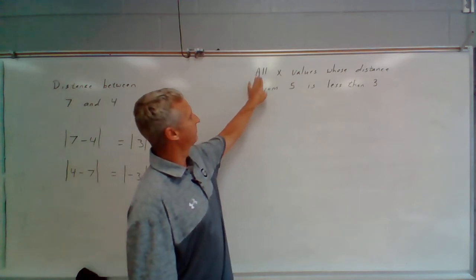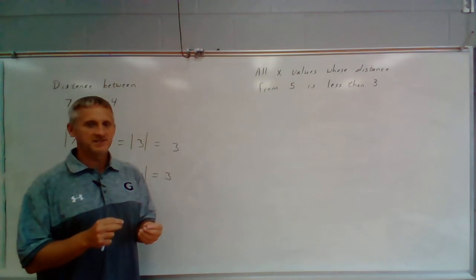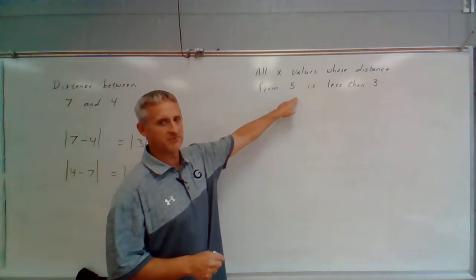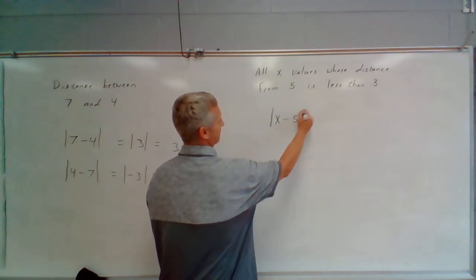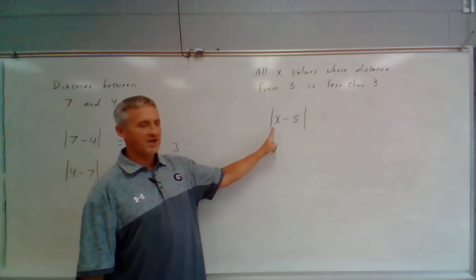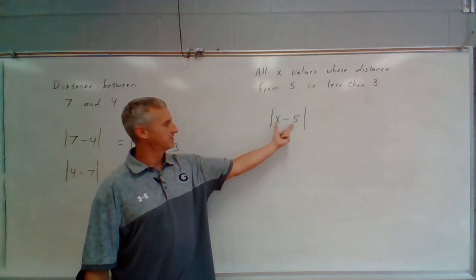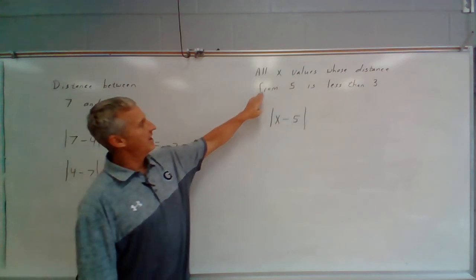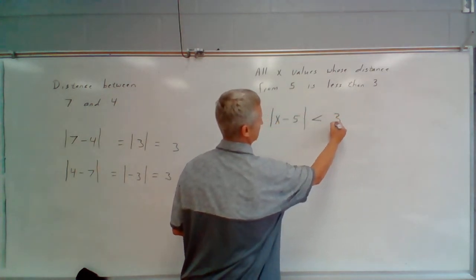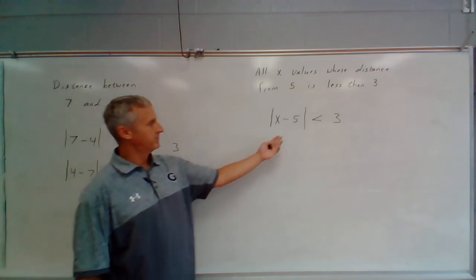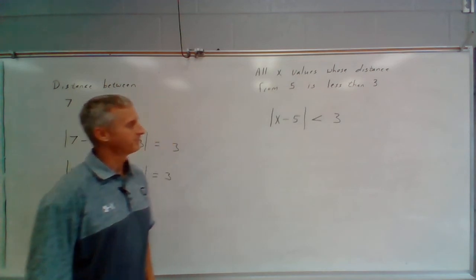All right, so the first part of this, all x values whose distance from 5. So how do I find the distance between x and 5? Well, I subtract, and I take the absolute value. So the absolute value of x minus 5 is the same thing as saying the distance between x and 5. All right? And I want that distance to be less than 3. So I just do that. So this says all x values whose distance from 5 is less than 3.